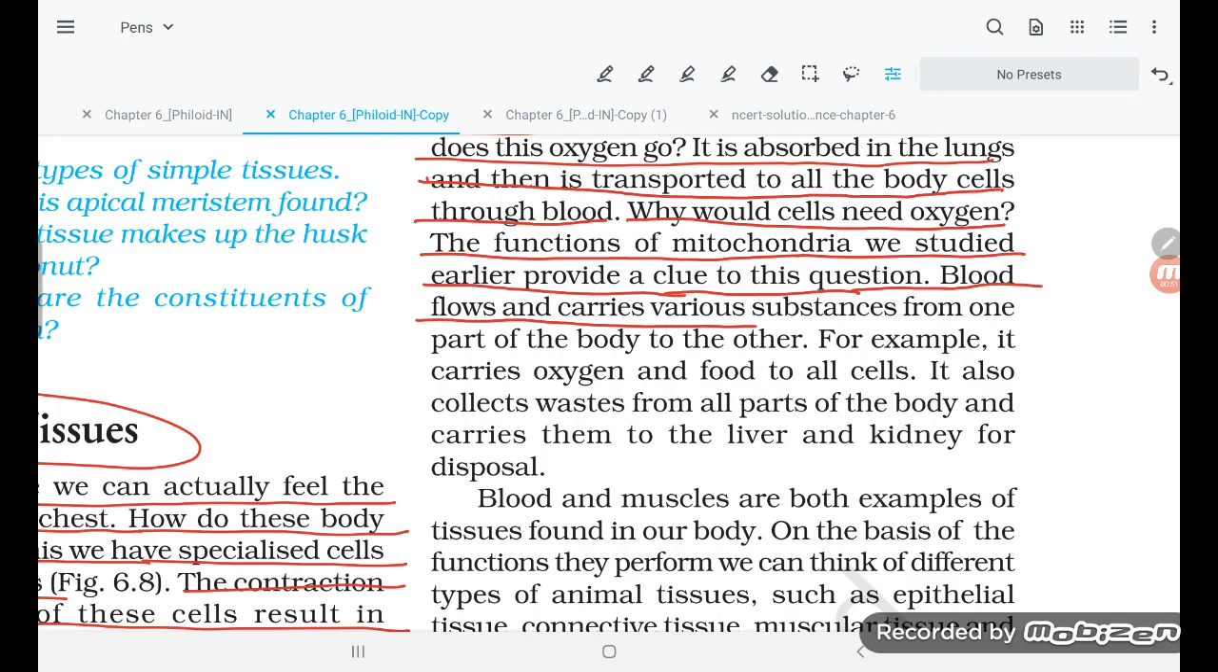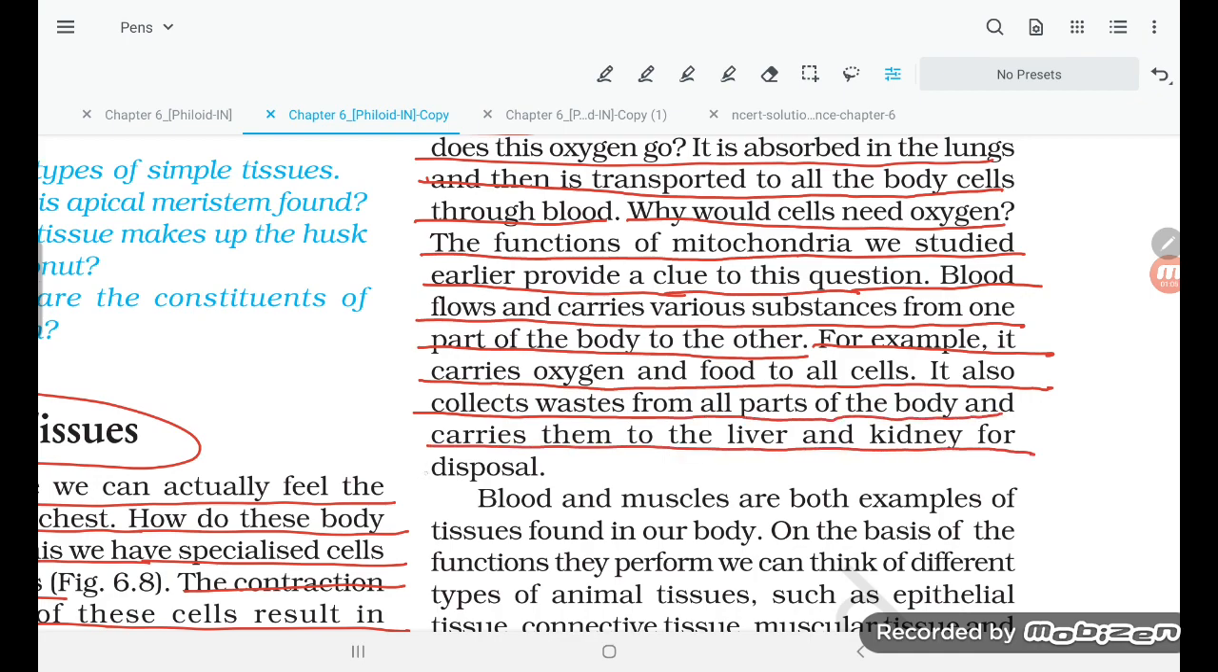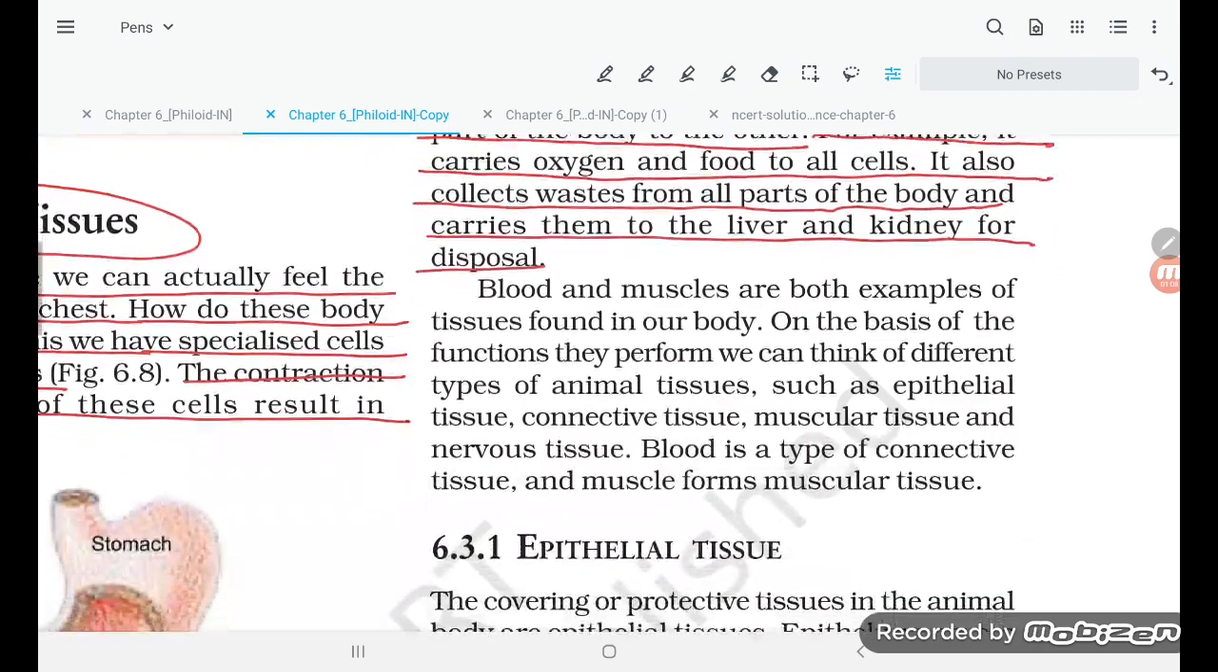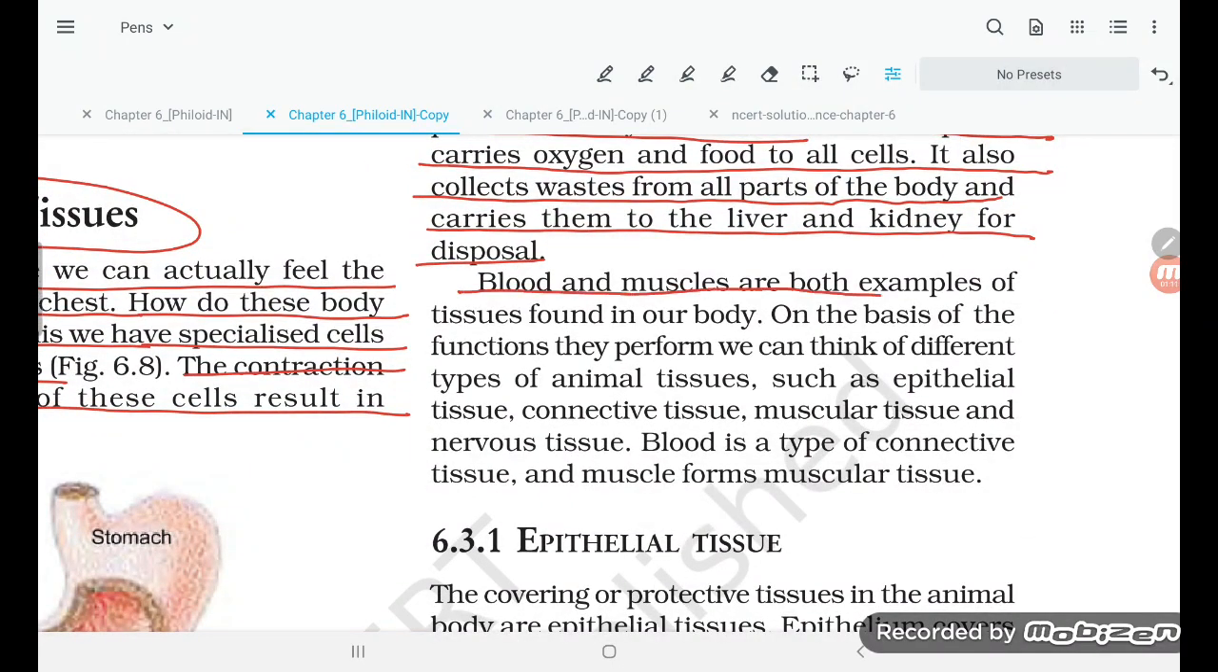Blood flows and carries various substances from one part of the body to another. For example, it carries oxygen and food to all cells. It also collects waste from all parts of the body and carries them to the liver and kidney for disposal. Blood and muscles are both examples of tissue found in our body.